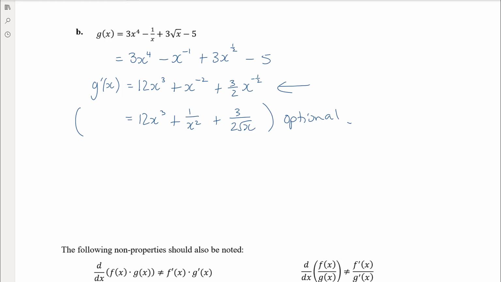The issue is if you were then going to substitute a number into this derivative, for example, it might be helpful to get it into this second form so that you can actually see what x to the negative 2 means, what x to the negative half means.